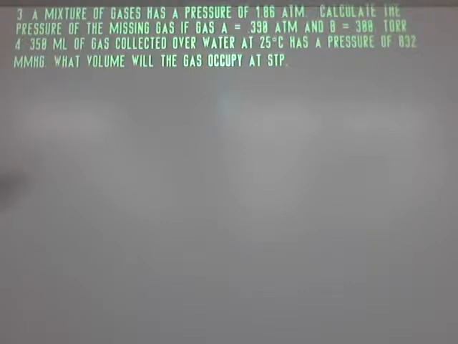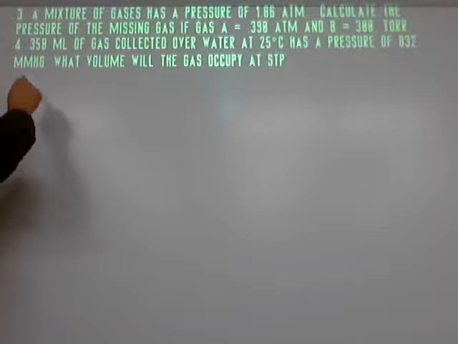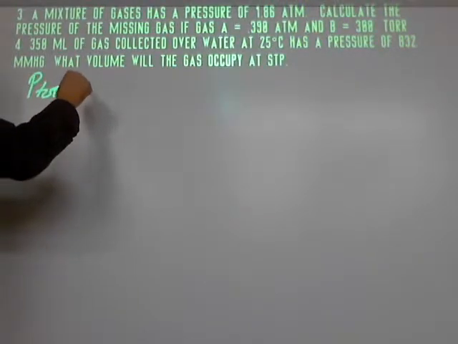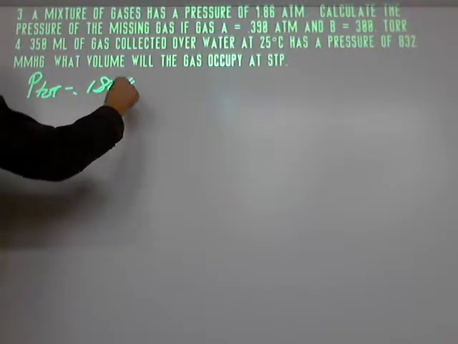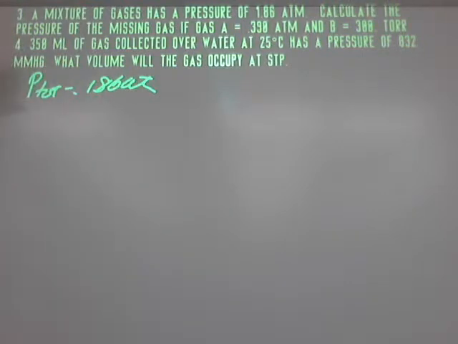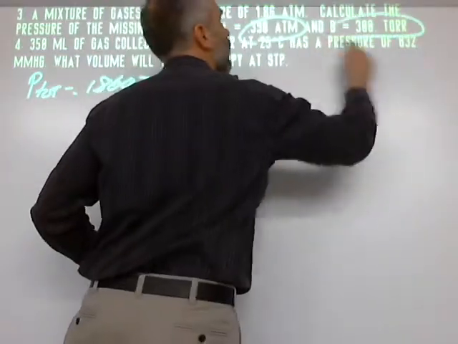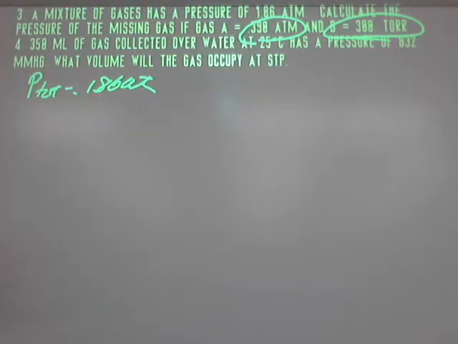Mixture of gases. I mean, this was so easy, it seems hardly necessary to do it, but real quickly, I have a mixture of gases, and it has a pressure, so your P total is 1.86 atmospheres, right? Calculate the pressure of the missing gas. If you know A is that, what's the only thing you have to worry about? Just converting everybody to the same unit. So I would have converted my torr to atmospheres, right? And then you would have subtracted away. We just did that yesterday. We just did it the day before yesterday. I don't need to do another one of those, okay?